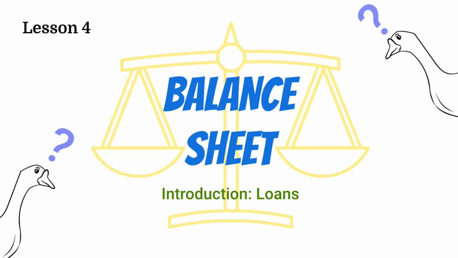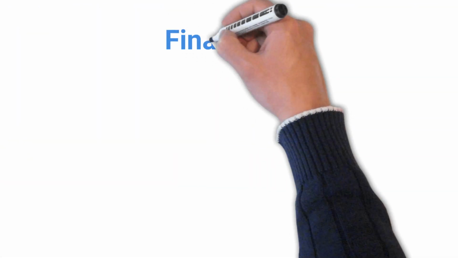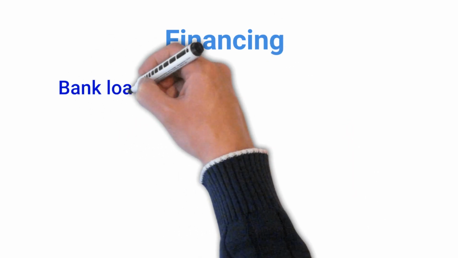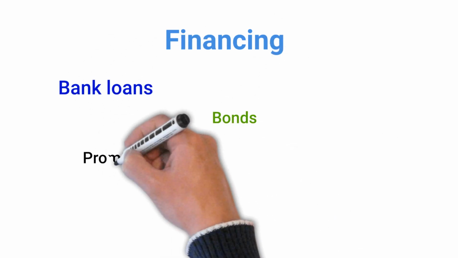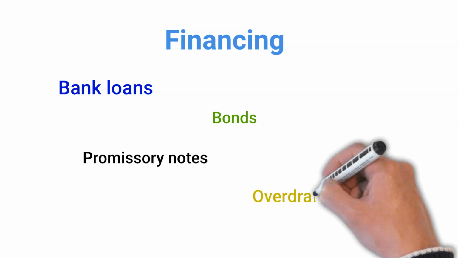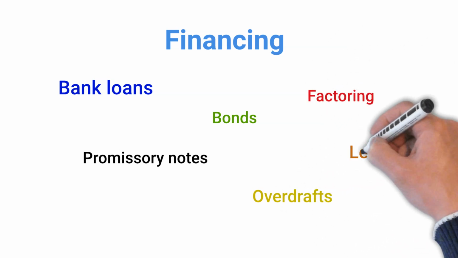Loans are one of the most common ways businesses finance their operations. They can come from banks or through bonds, overdrafts or other financial instruments. But to keep things simple, we'll focus on the classic bank loans.